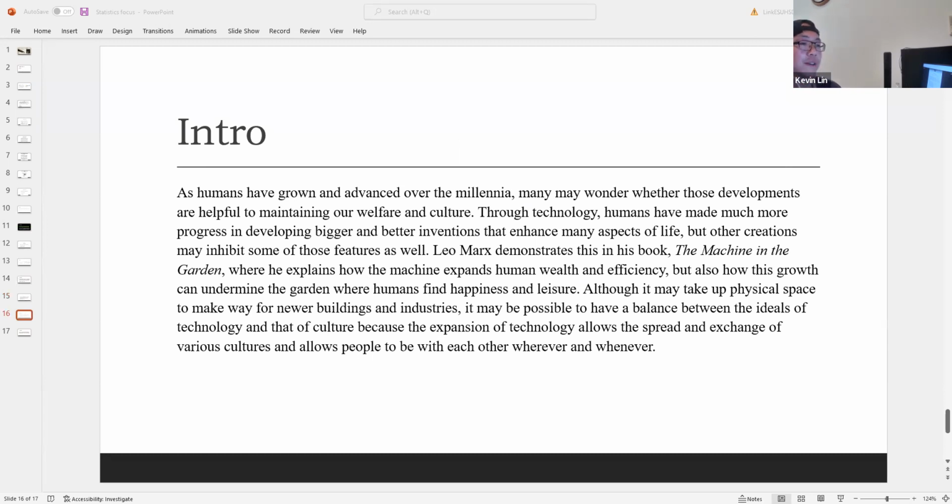They said, as humans have grown and advanced over the millennia, many may wonder whether those developments are helpful to maintaining our welfare and culture. Good question. Kind of like reflective and introspective about technology. Through technology, humans have made much more progress in developing bigger and better inventions that enhance many aspects of life, but other creations may inhibit some of those features as well. Leo Marx demonstrates this in his book, The Machine in the Garden, where he explains how the machine expands human wealth and efficiency, but also how this growth can undermine the garden where humans find happiness and leisure.